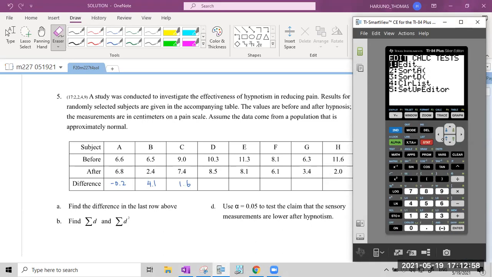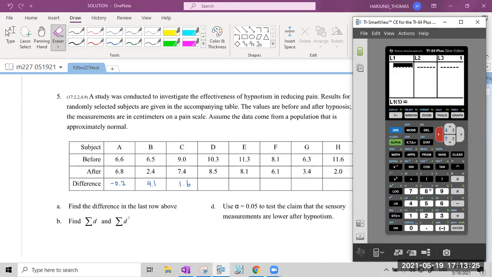Okay, so I go to stat, edit. Column 1, 2, 3. Clean it up first. Stat, clear list: list 1, list 2, list 3. Clean it up. Okay, we are ready to go.